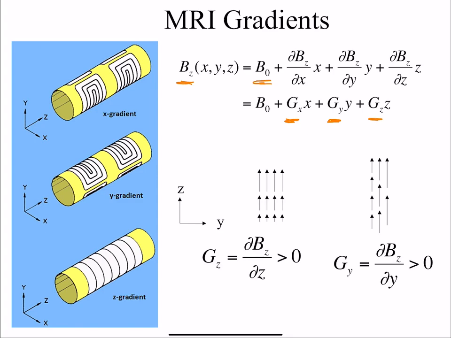So this is an example. Let's say this is the z direction here. A gradient in z just means that as I move along in this direction, the field is getting stronger. So that's a Gz greater than 0. The Bz component is getting stronger as I move in the z direction. So that's a z gradient. And then the Gy gradient is, this is the y direction. As I'm moving in the positive y direction, the Bz field is just getting stronger. So that's all we mean.